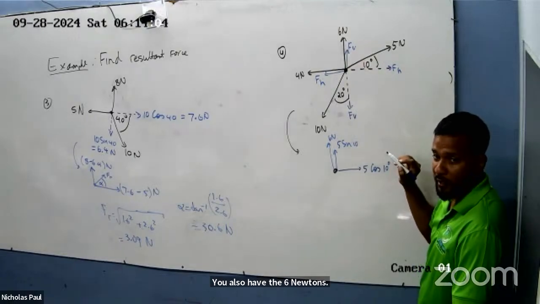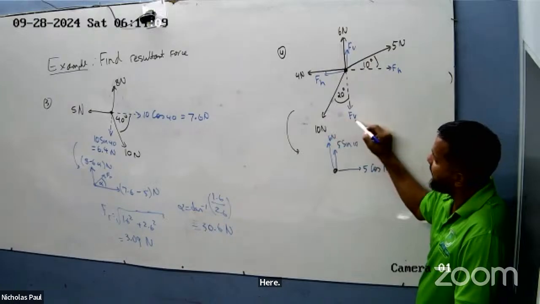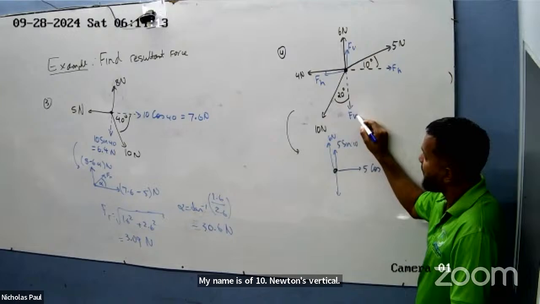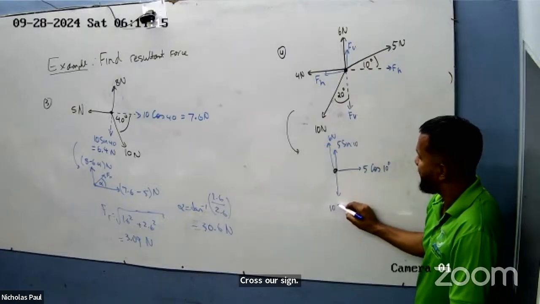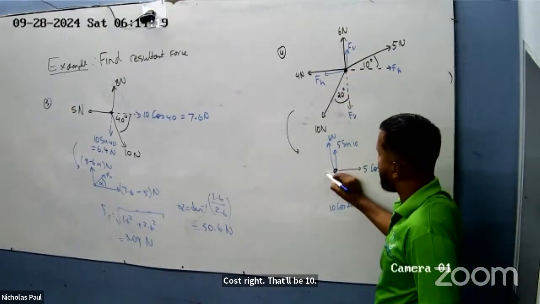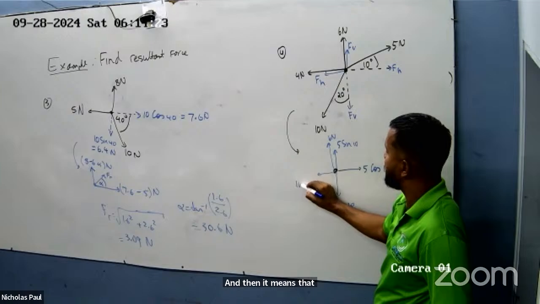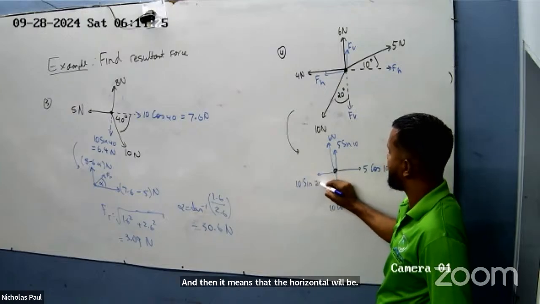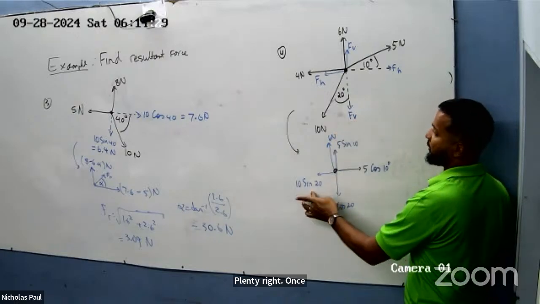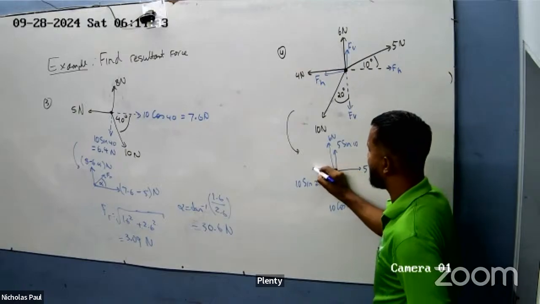You okay with that? When you resolve the 10 newtons vertically, cos or sine? Cos, right? So that'll be 10 cos 20. And then the horizontal will be 10 sin 20. Once you figure out the vertical, once you figure out cos, the next is automatically sine. Then you have 4 newtons here, so you have to include that here.